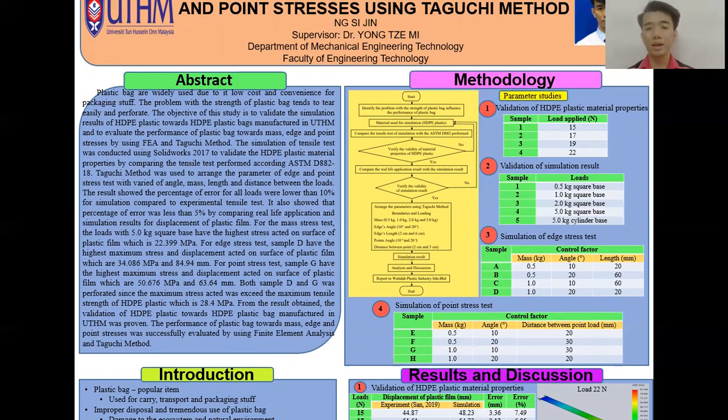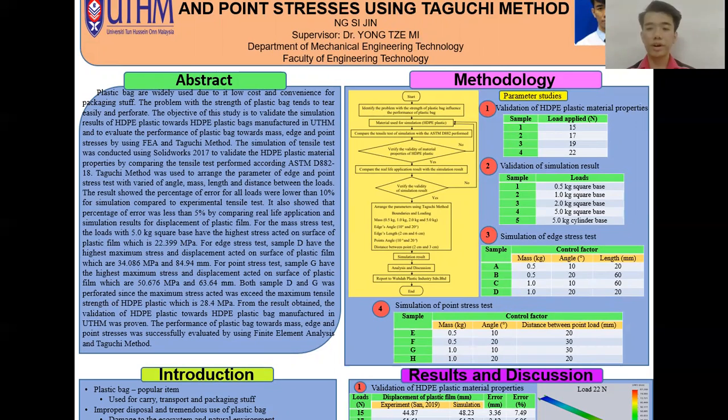There are 4 parameter studies. The first one is validation of HDPE plastic material properties. The loads applied were set as 15 newtons, 17 newtons, 19 newtons, and 22 newtons. The reason why I set this parameter is actually the first time I ran the simulation, I got a result that was not very realistic and not very good. After I discussed with my supervisor, we found that it might be a problem with the material properties that I used, and then we tried to change to another senior's data, and then we got the material properties from his study, and we need to verify the material properties first before running other simulations.